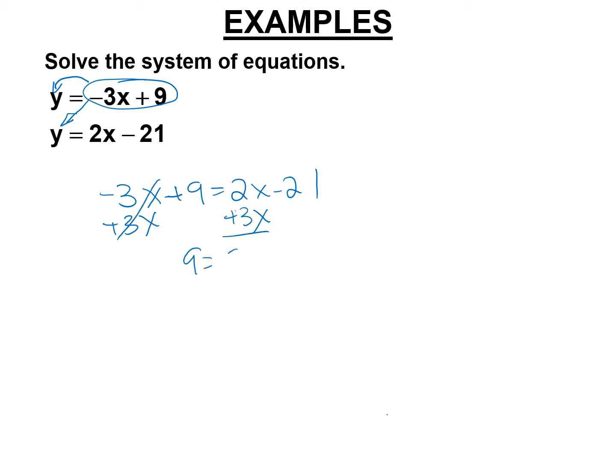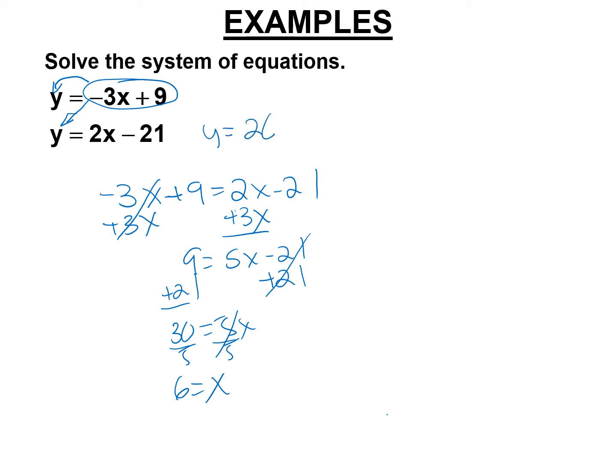So 9 equals 5x minus 21. Add 21 to both sides. 30 equals 5x. Divide by 5 both sides. So the x coordinate is going to be 6, right? So I can put 6 in either one of those. I'm going to put it in the bottom one. It's 2 times 6 minus 21. So we get 18 minus 21, which is negative 3. And so the solution where these two things cross is at 6, negative 3.